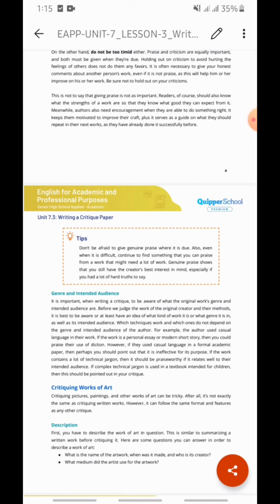So, before jud ka na magsulat og kuan critic, you must know kung unsa siya na genre, ug kanang intended ba siya sa audience or dili. So, which techniques work, and which ones do not depend on the genre and intended audience of the author. So, tan-awon po nimo kung unsa na technique ang dapat o unsa ang mga genre na dili intended sa mga audience.